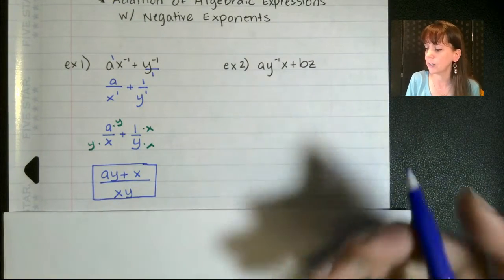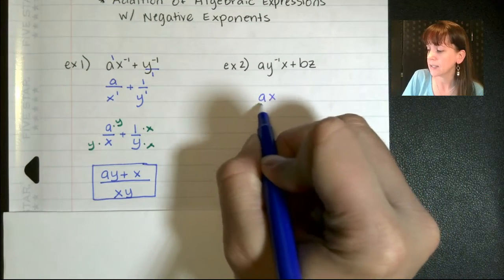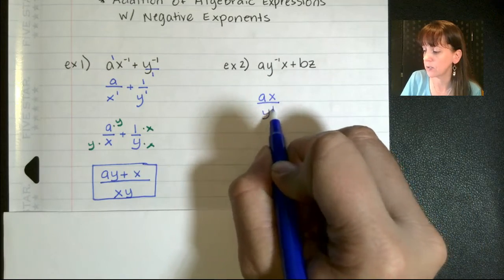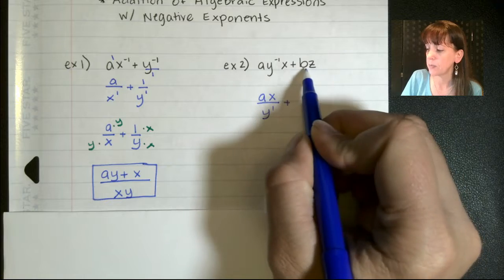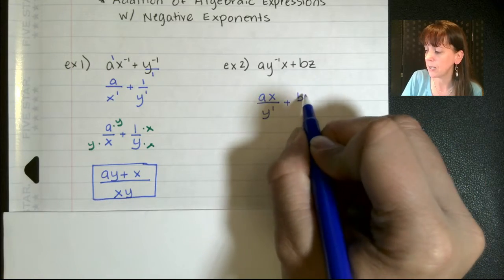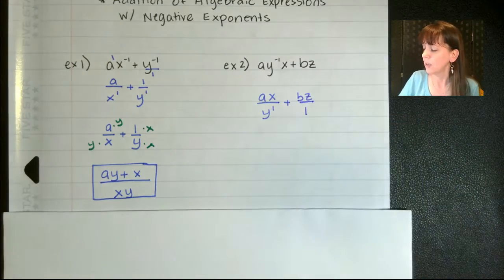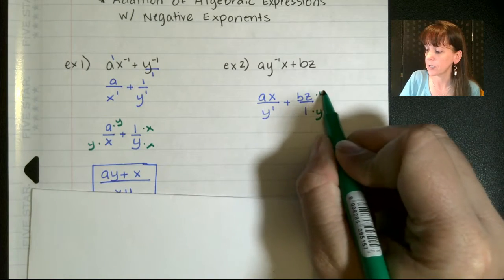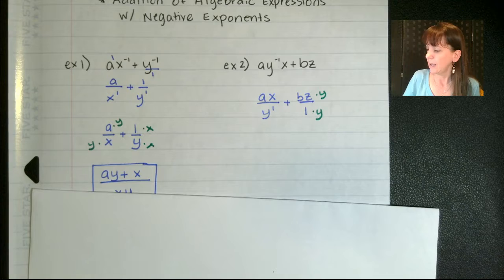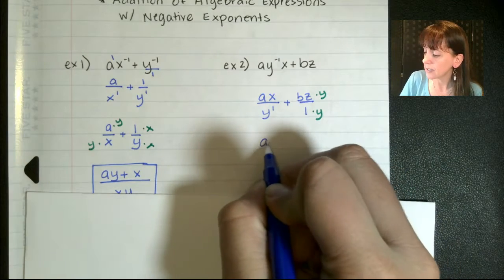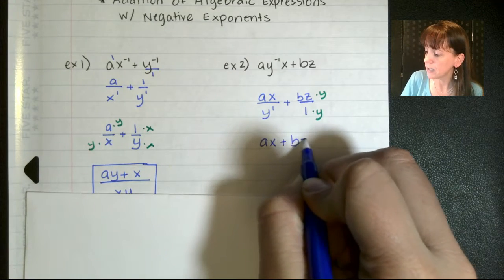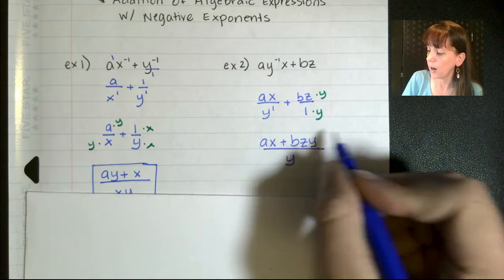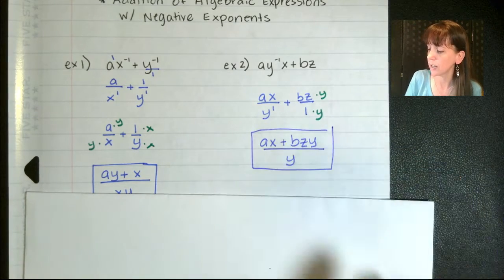Okay, so over here I have ax, and then the only thing with a negative exponent is this y here, so y to the 1 power, plus, and remember these both have a 1, so plus bz over 1. So looking at this guy over here, I'm missing a y, so I'm going to multiply both the top and the bottom by y, and that gives me ax plus bzy over y, and that is my solution there.